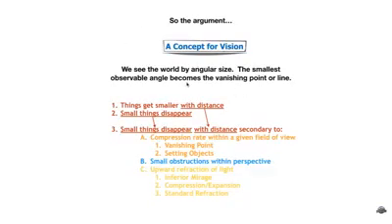And so this is the basic argument. If everyone's still with me, this is the argument: we see the world by angular size. The smallest observable angle becomes the vanishing point, or line if you don't have any walls. Things get smaller with distance. We talked about that with the lens diagram. Small things disappear. We talked about that with diffraction limits. Combine these two and small things disappear with distance. Secondary to that are a couple of different things: the compression rate, your distance to the tangible surface and where you've put that vanishing point, and then this horizon gap, this setting objects phenomenon.